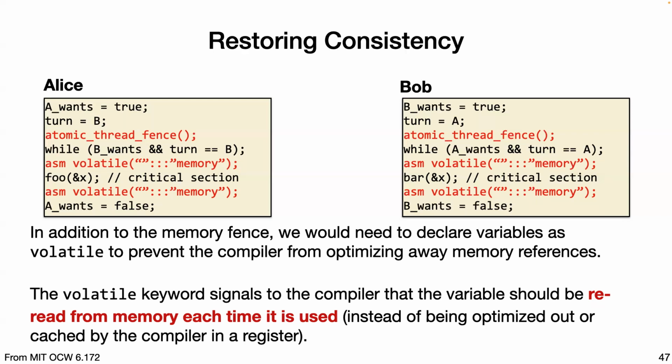And this volatile keyword tells the compiler that the variable has to be reread from memory every time it is used, instead of optimizing the memory access out or caching the thing in the register. And this is the assembly for declaring volatile, though I think in C++, you just say volatile int something or volatile float something, and that would just work.